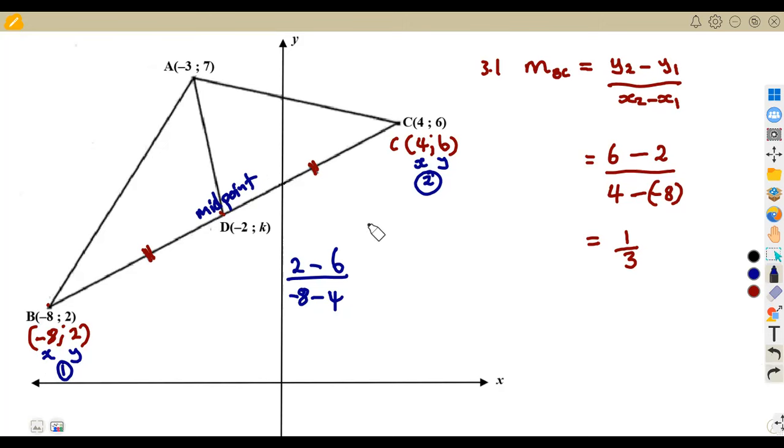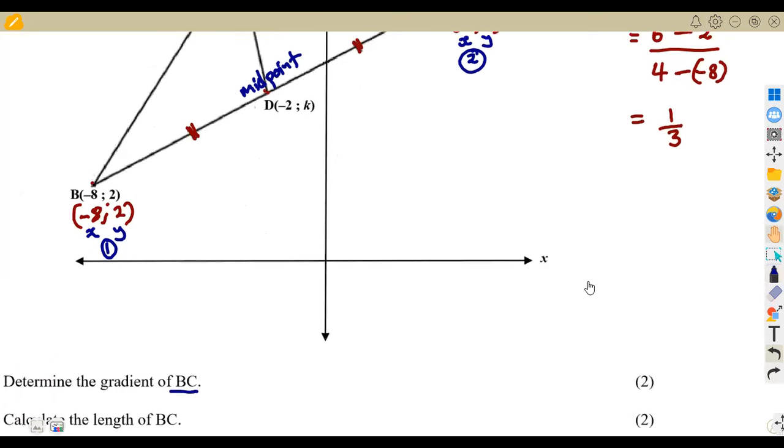Do not interchange: if you use the y value as your starting point, on the x value you start with another point. You are supposed to use one point as your starting point, to say this is my point 1, this is my point 2, and apply your formula. Okay, so that is 3.1.